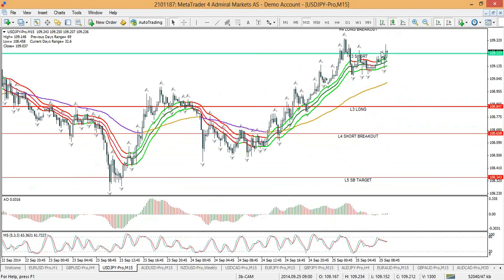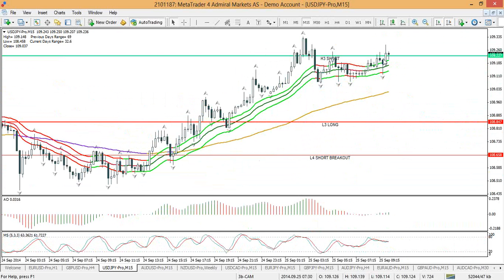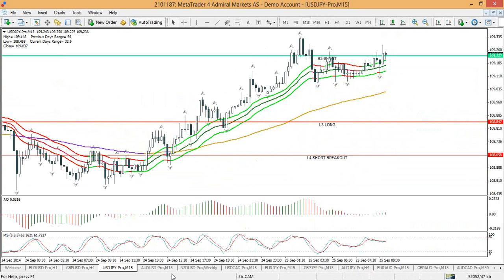Not sure about the momentum. It looks a bit, I don't know, maybe I'll take a look at some others because it's kind of choppily moving up. Looks like the momentum is out of the market. So on this dollar yen, let me take a look if there's something better.